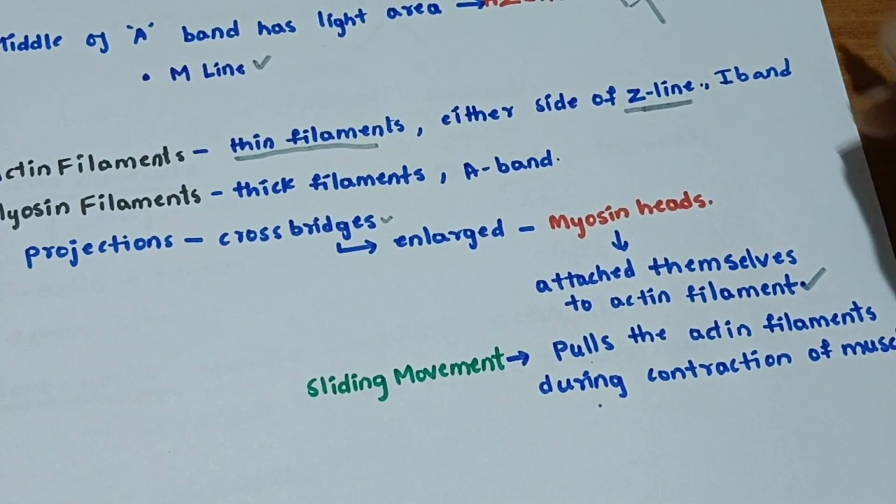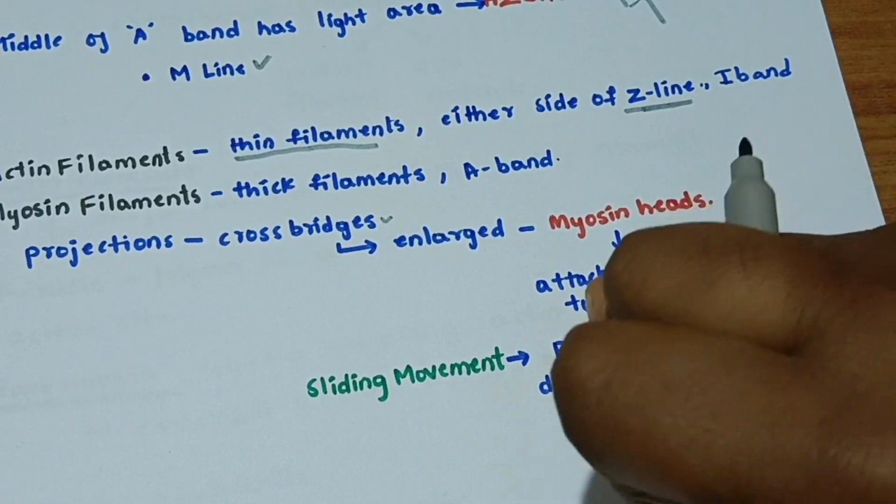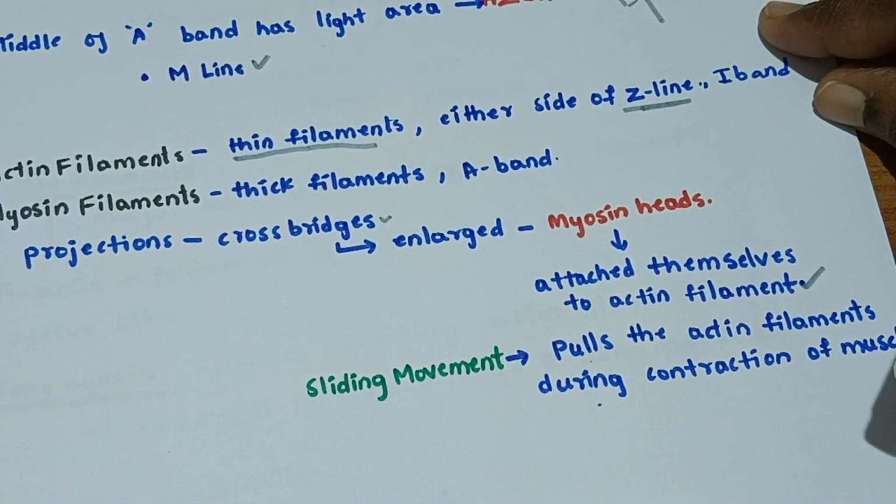So the myosin filament contains myosin heads. That head goes and binds with the actin filament during muscle contraction and pulls the actin filament. That is known as sliding movement.